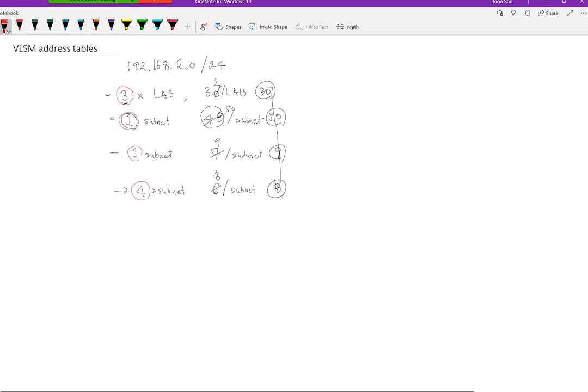And then another thing is we have to always work from the largest to smallest. So which one is the largest? I think this one is the largest, 50.